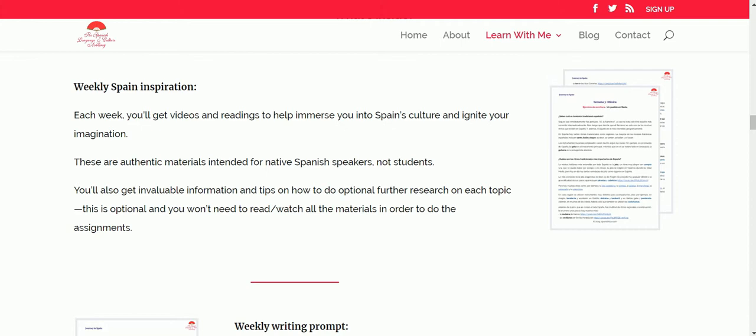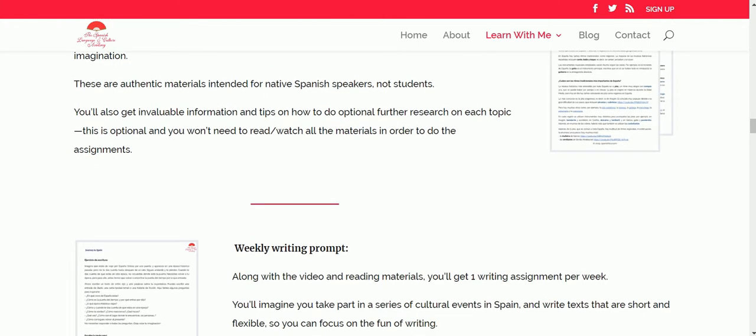These are called logical fallacies, when your sentence sounds normal, but when one starts to think about it, okay, something logically does not fit. "You'll also get invaluable information tips on how to do optional further research." Why not just say research? Is it really important to say optional further?